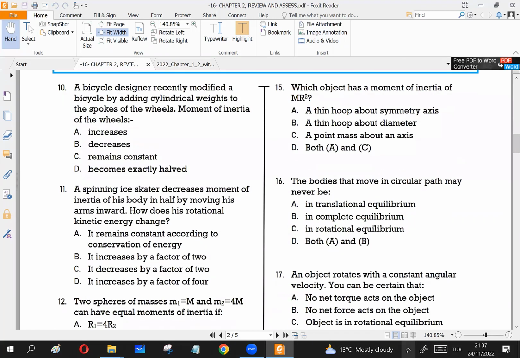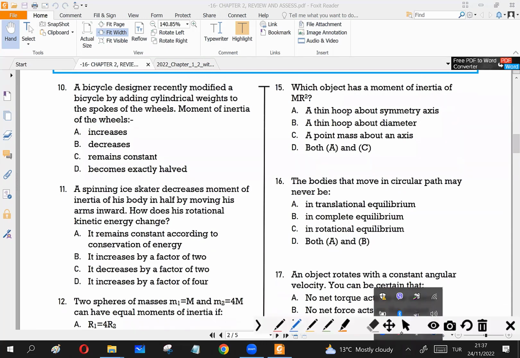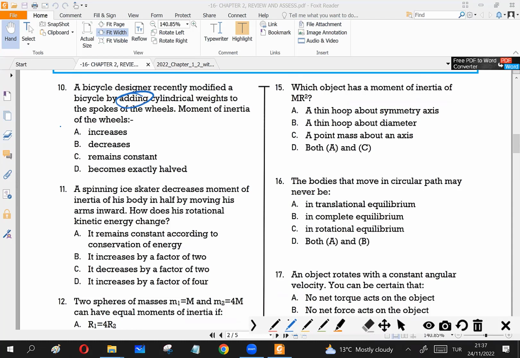Question number 10 is one of the section questions. Also read it at the end of section 3 of chapter 2. A bicycle designer recently modified a bicycle by adding cylindrical weights to the spokes of the wheel. Moment of inertia of the wheel: remember, we said that moment of inertia depends on three things: mass, shape, and axis of rotation. In here, you are adding mass. If mass is added, it doesn't matter where you add mass, moment of inertia always increases. So the answer is going to be increase. There is no other way, because you are adding mass to the system from outside, and increasing mass always causes an increase in the moment of inertia.